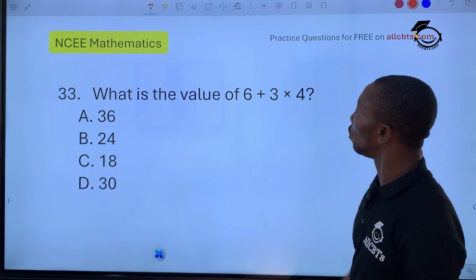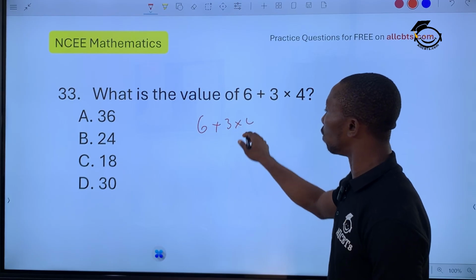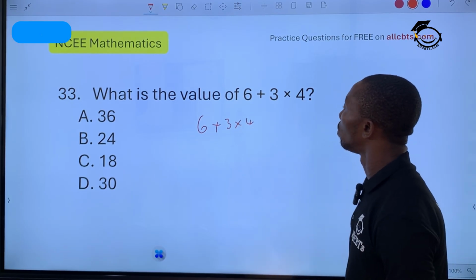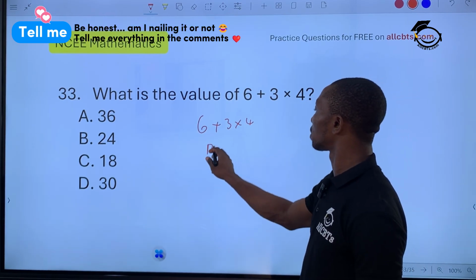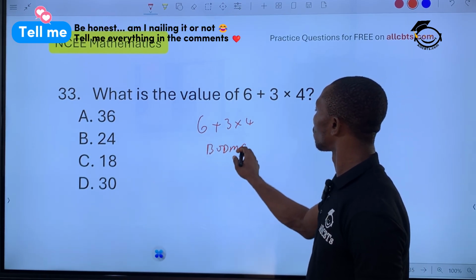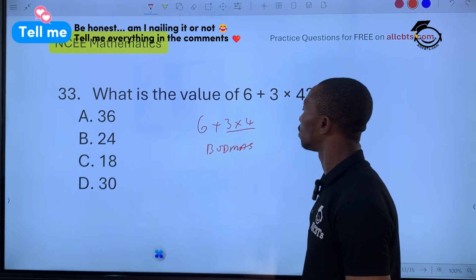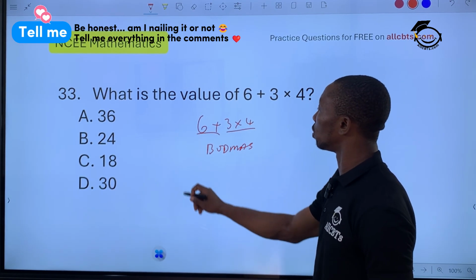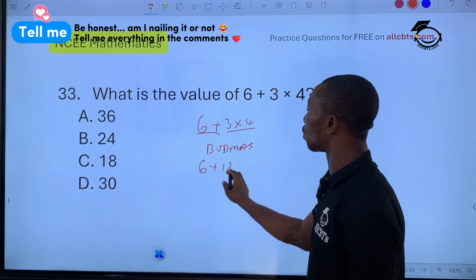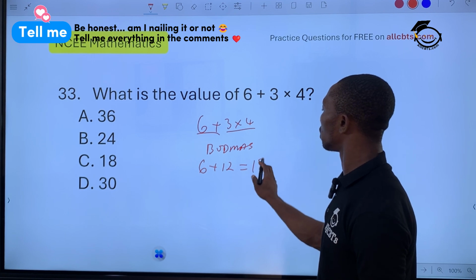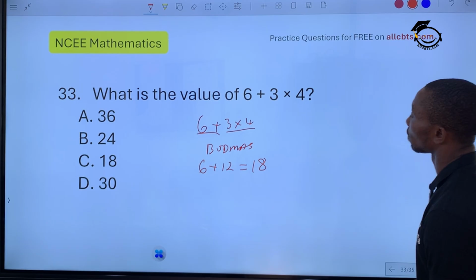What is the value of 6 plus 3 times 4? Now we are going to apply our BODMAS rule, which says multiplication before addition. So this becomes 6 plus 3 times 4 is 12, giving us 18. So 6 plus 12 would be 18.